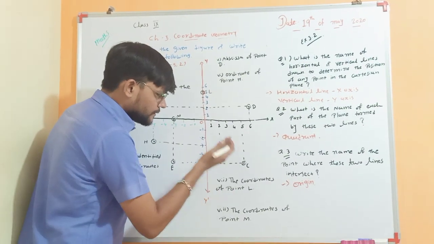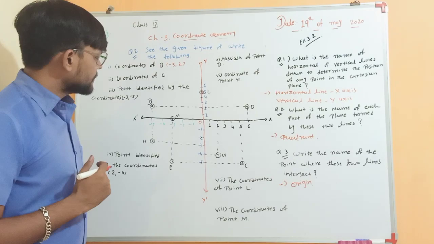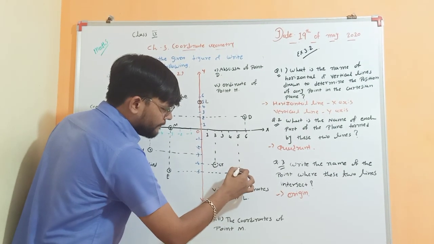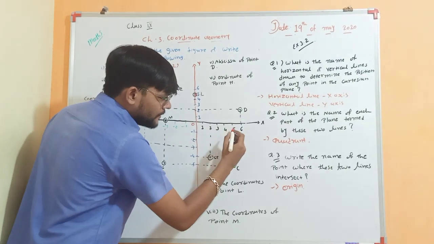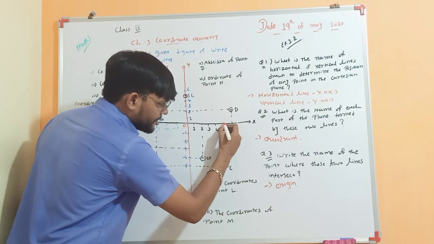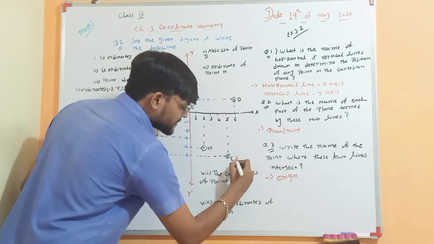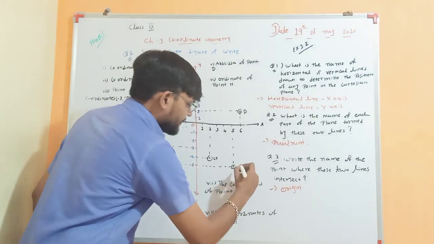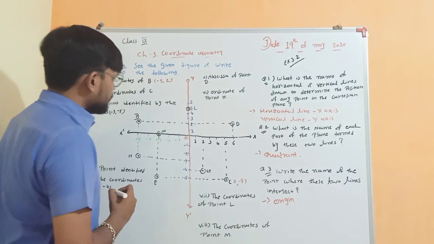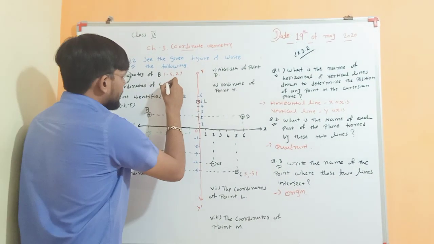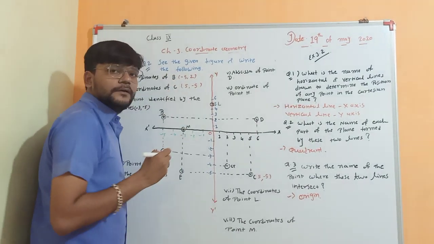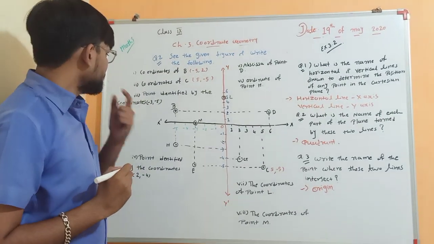Now second is coordinates of a point C. So here is your point C. Now if you want to find the x coordinate, first of all you have to draw perpendicular line on x axis. So it intersects x axis at point 5. That means the x coordinate is 5 and the y coordinate is -5. Right? So coordinates of point C are 5 and -5. Yes, student?